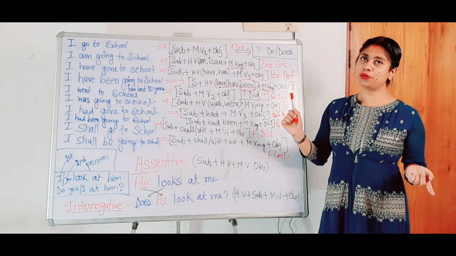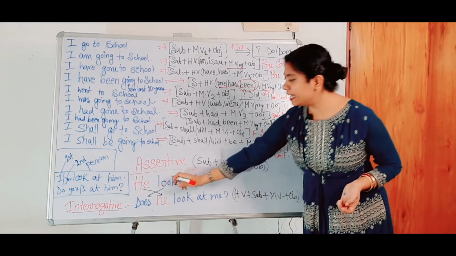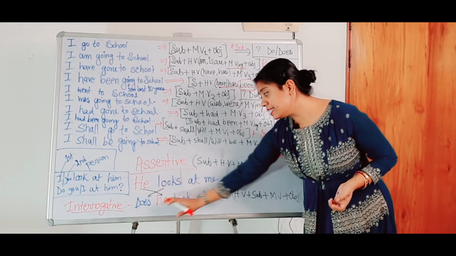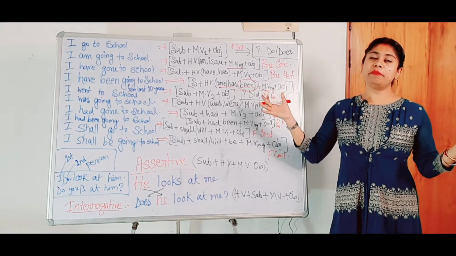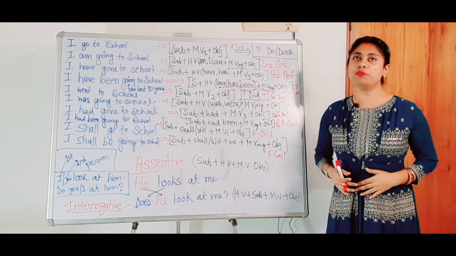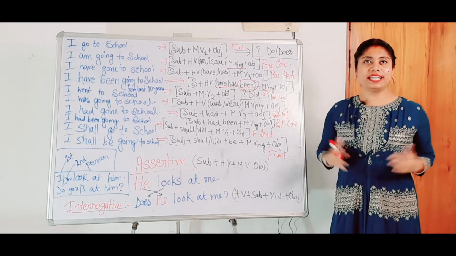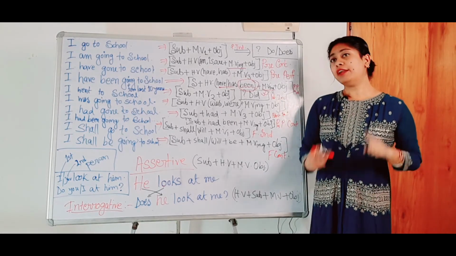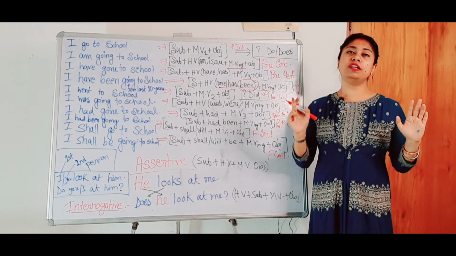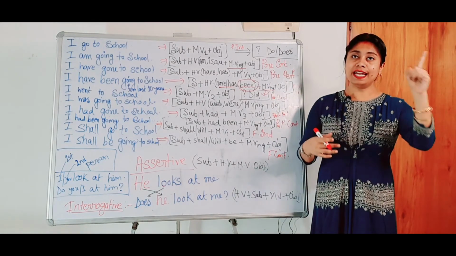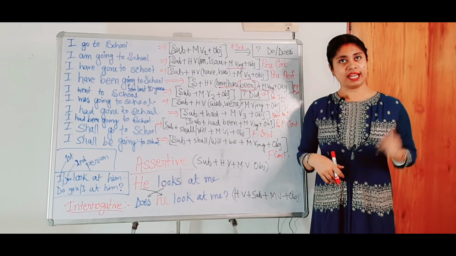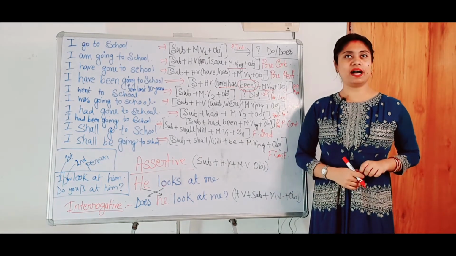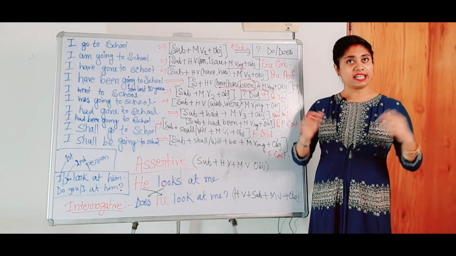So I say, use do or does. He looks at me, only put the helping verb does here. Does he look at me? As there was no helping verb, so you have to put does he look at me. So it is now converted into question. And why does, why not do, and why not did? Did will only be used with the past tense. He looked at me. In that case, did he look at me? And here you can see the looks. So it is does he look at me?